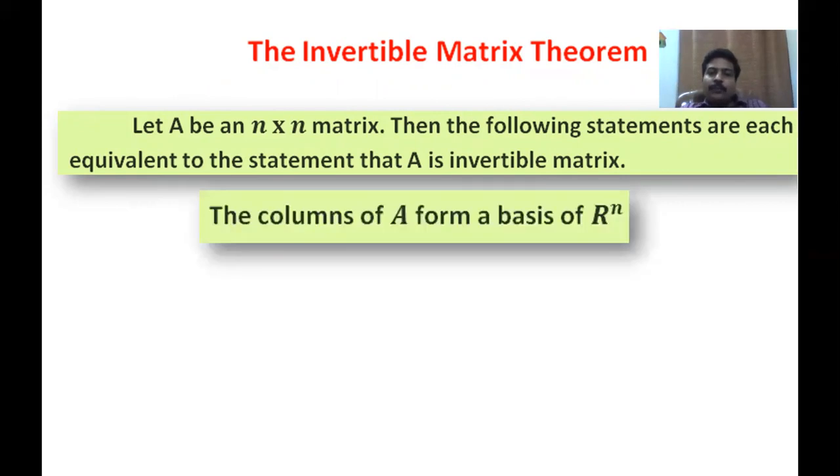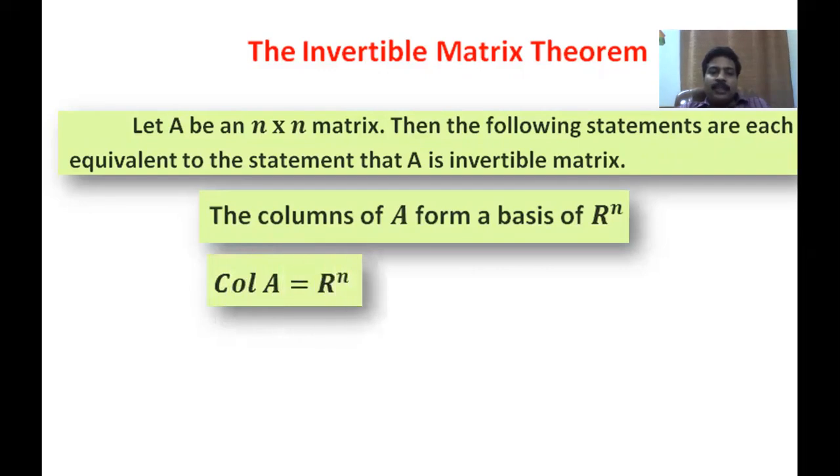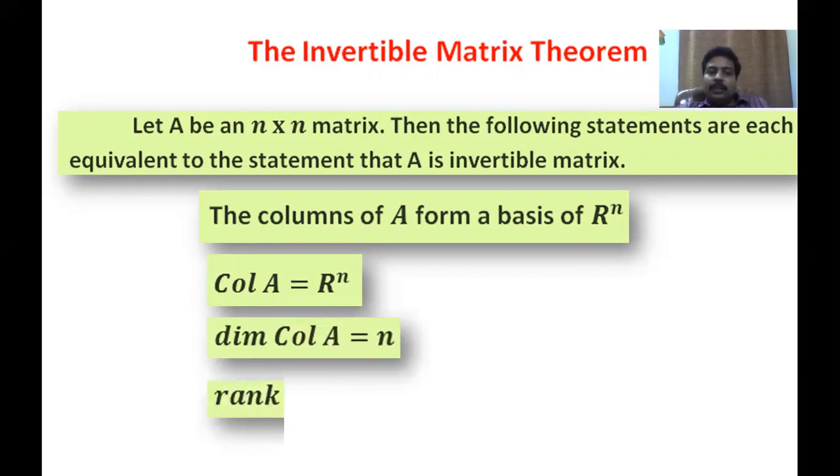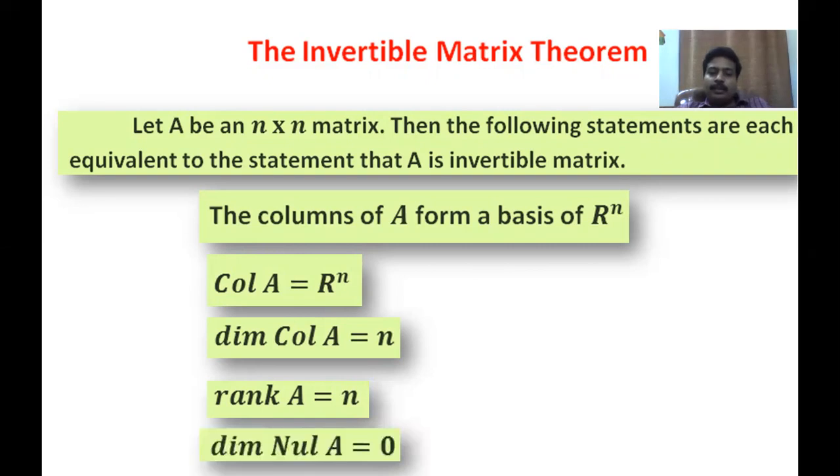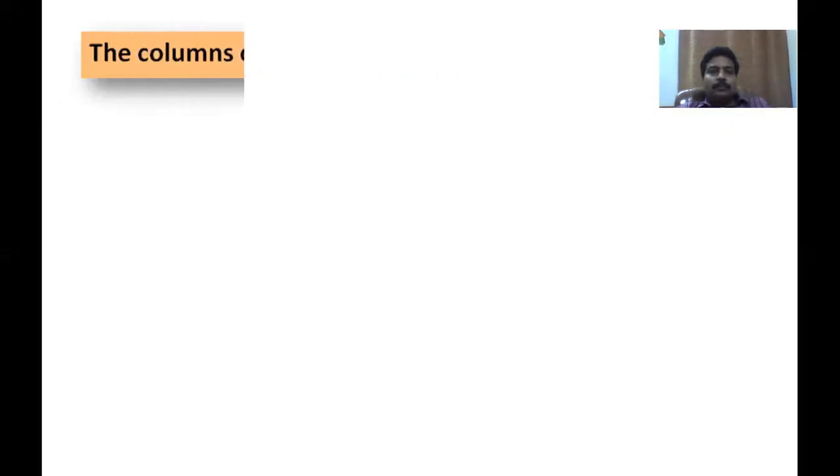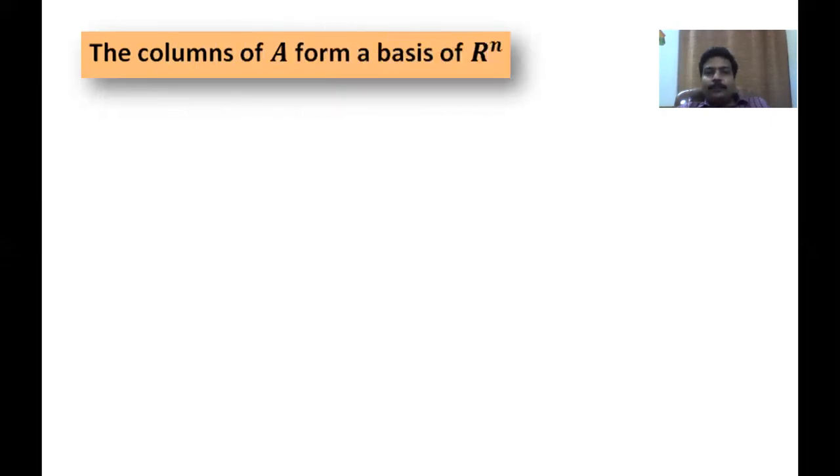The columns of A form a basis for Rn. Let us discuss in detail once we go through all the statements. Column space A is equal to Rn. So the columns of A form a basis for Rn, and column space A will be the entire set Rn. The dimension of column space A is n, the rank of A is n, and the dimension of null space A is 0. So these are to be added today.